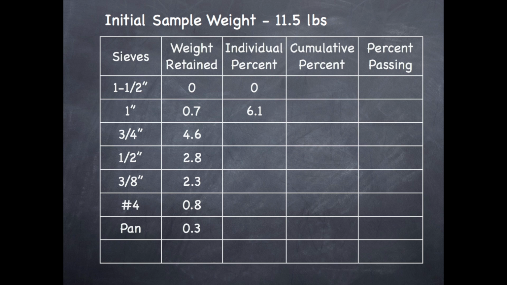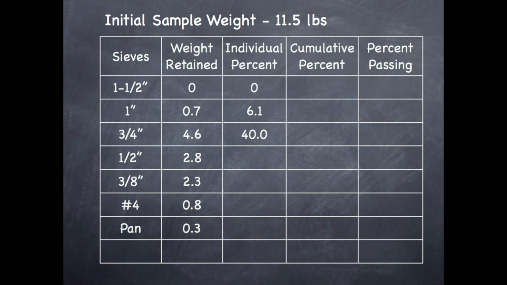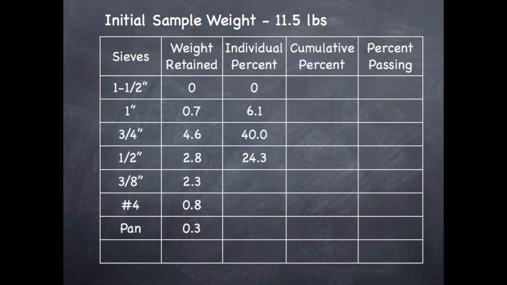Now on the 3/4-inch sieve, we see that we have 4.6 pounds of material retained. Same procedure. We're going to take the 4.6 pounds, divide it by the original sample weight, 11.5 pounds, multiply this number by 100, and 40% of our sample was retained on the 3/4-inch sieve. For the 1/2-inch sieve, we're going to take the 2.8 pounds, divide it by the 11.5 pounds, multiply this number by 100, and we see that 24.3% of our material is on the 1/2-inch sieve.